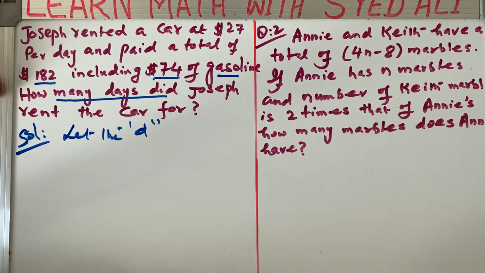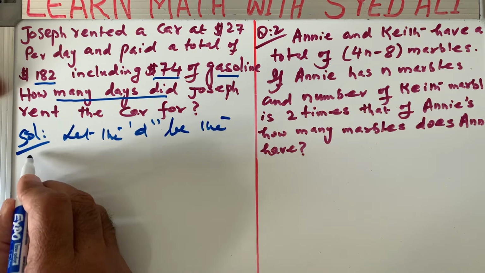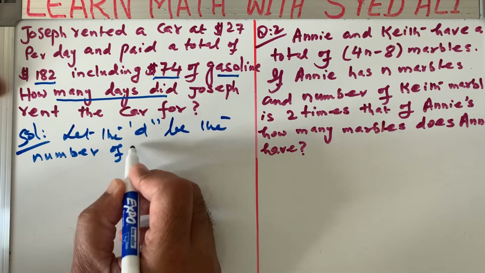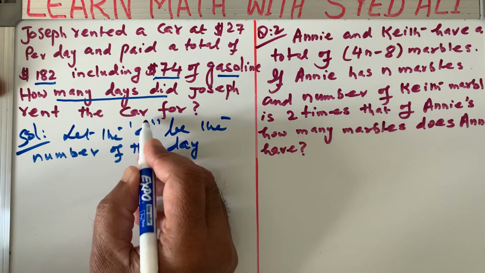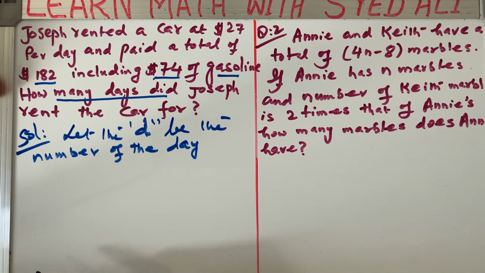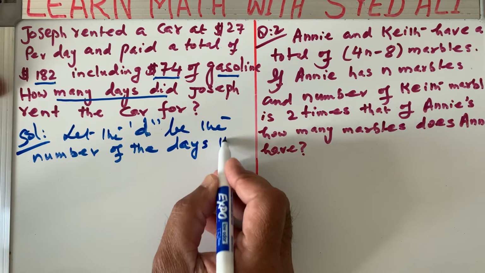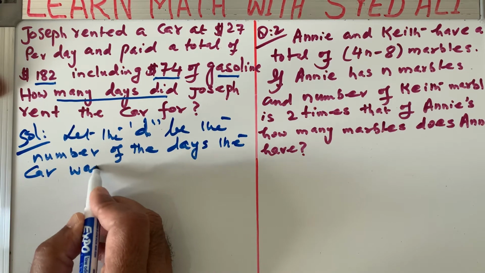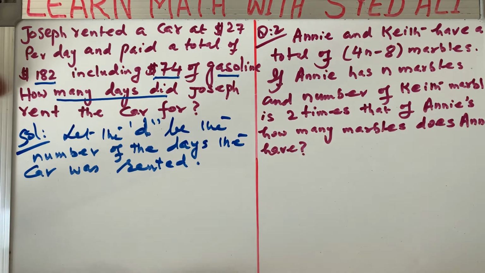D be the number of the days. We suppose that D is the number of the days he rented the car for. Let D be the number of the days the car was rented. So this is our first step, that we introduce a variable.